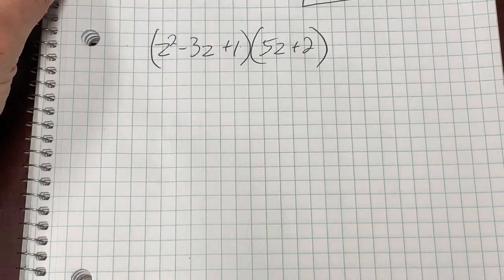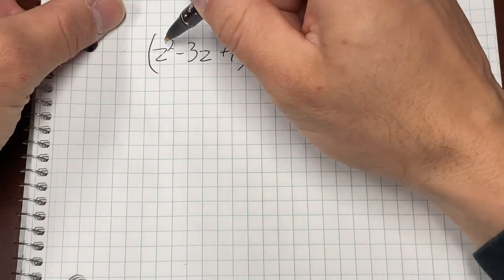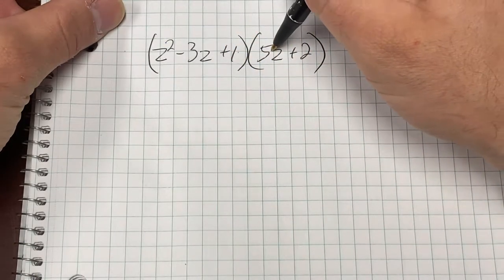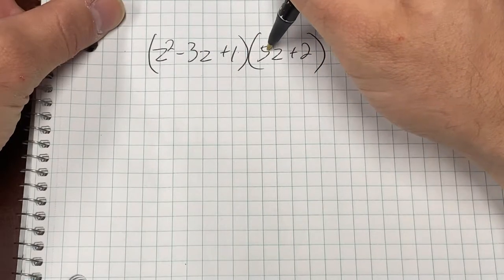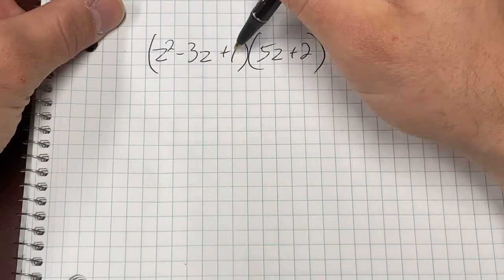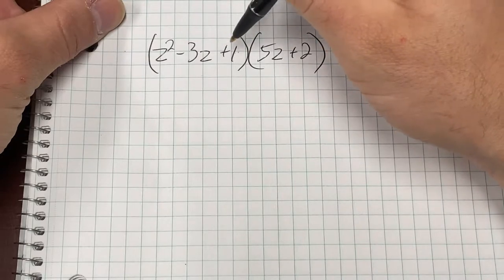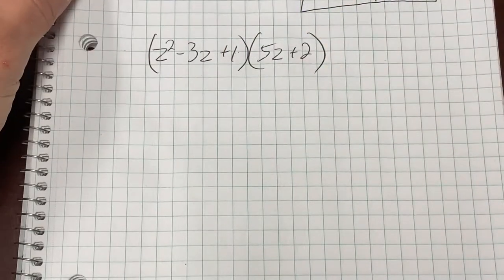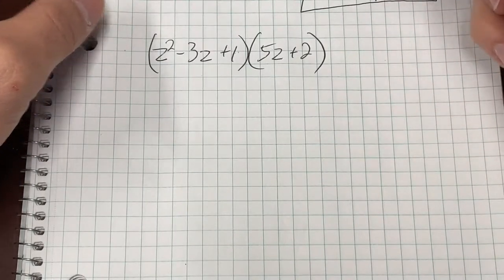To do one like this, you need to distribute. So this z squared needs to multiply 5z and plus 2. The negative 3z needs to multiply the 5z and the plus 2. And the positive 1 needs to multiply the 5z and the plus 2. Now I could do arrows here, but it's going to get really funky and messy and probably do more damage than good. So I'll just talk through each product one by one.